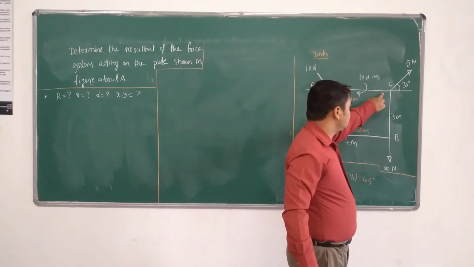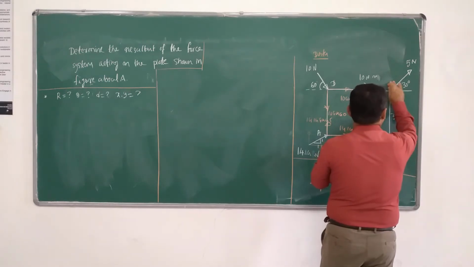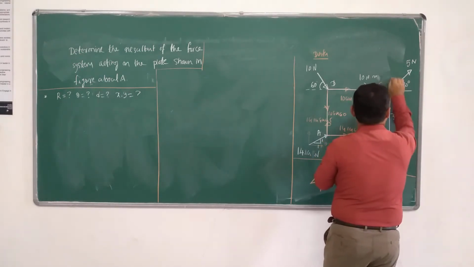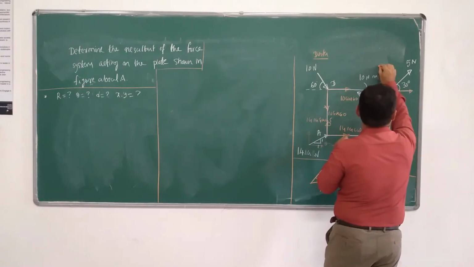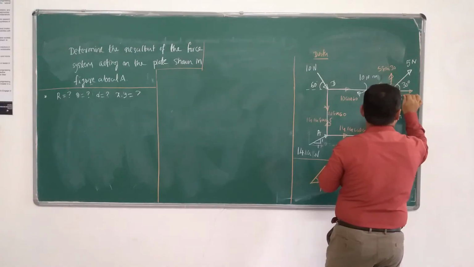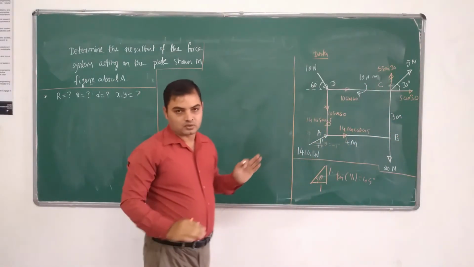C, which is acting at C with an inclination of 30 degrees. Again, we can split it into two components. So C I write down here: split into one vertical force and one horizontal force. The vertical force is 5 sin 30 and the horizontal is 5 cos 30. So those are the three forces we have to split.